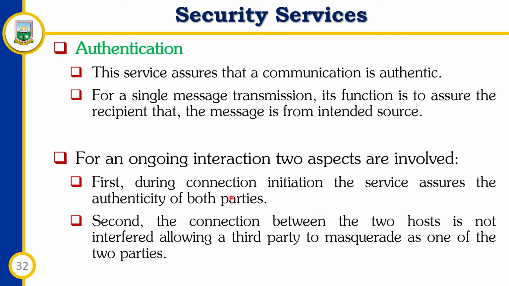Firstly, during the connection initiation, the service ensures the authenticity of both parties. So you want to send information to this person. What the service does is to find out if these parties are linked in one way or the other for the transaction to go on. Secondly, the connection between the two hosts is not interfered with, which would allow a third party to masquerade as one of the two parties. So authentication assures the communication is authentic for both parties, the sender and also the recipient.